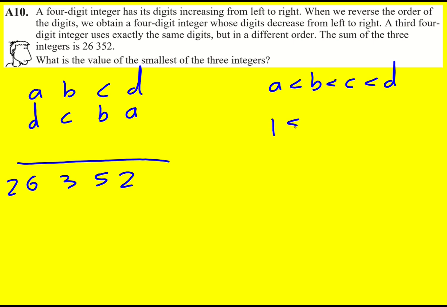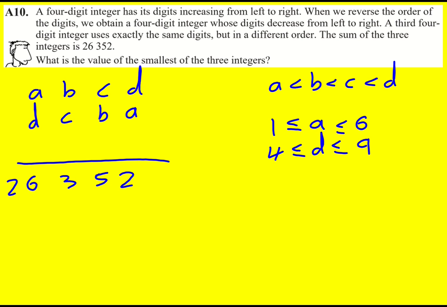A must be greater than or equal to 1. It can't equal 0 because it's a 4-digit number. And because it's got to be less than three other numbers, the biggest it could be would be 6, so then we can have 7, 8, and 9 for the others. And similarly for D, it can't be 1, for example, because it has to have 3 digits less than it. So it's going to be greater than or equal to 4 and less than or equal to 9.